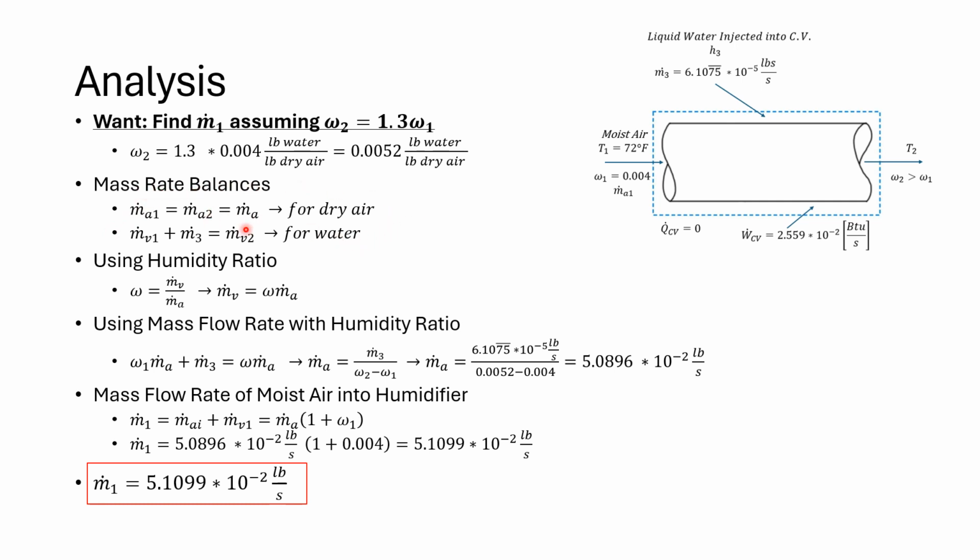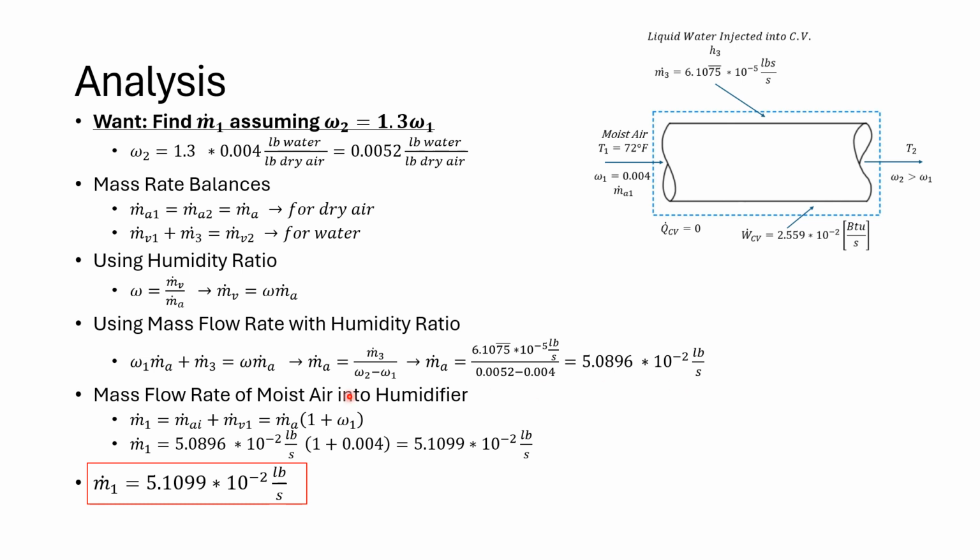And so we just did simple mass rate balances for the dry air and the water, as seen here. Then, using the definition of the humidity ratio, which is the mass flow rate of water over the mass flow rate of dry air, you can find the mass flow rate of water as such. Then, using the mass flow rate of the dry air with this humidity ratio, we can find the mass flow rate of the air, m dot A, by plugging in the values we found previously.